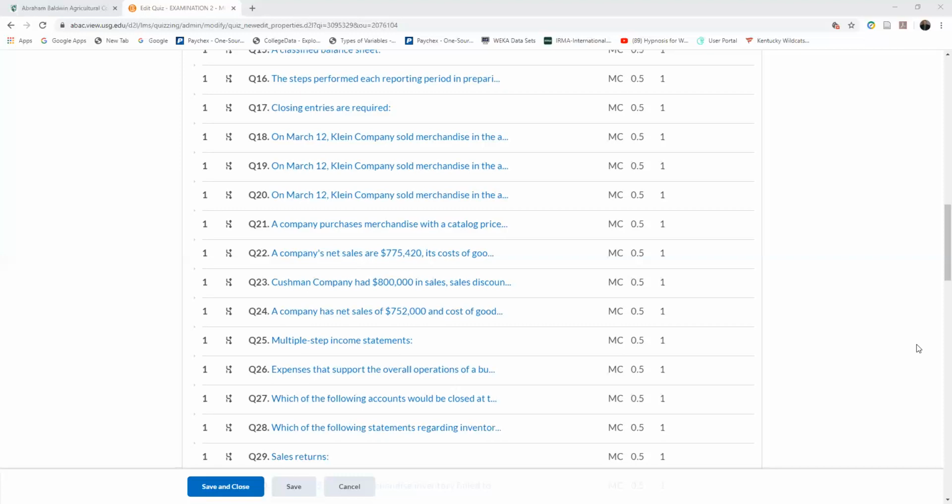Okay, so the rest of these, from 18 down to, I think it was around 35, are going to deal with various elements of your merchandise inventory, cost of goods sold, and those sorts of things. Now let's talk about when something becomes part of your inventory.